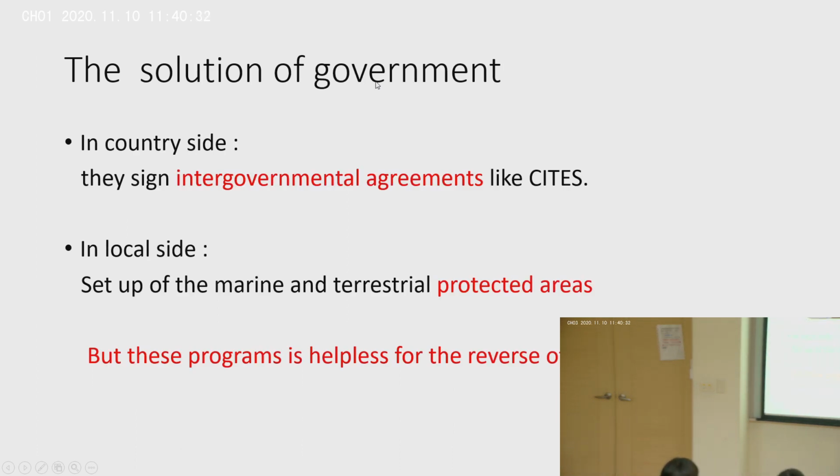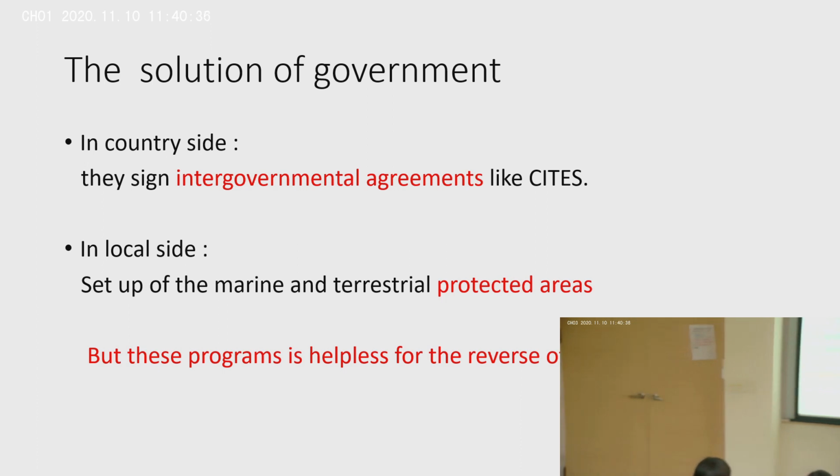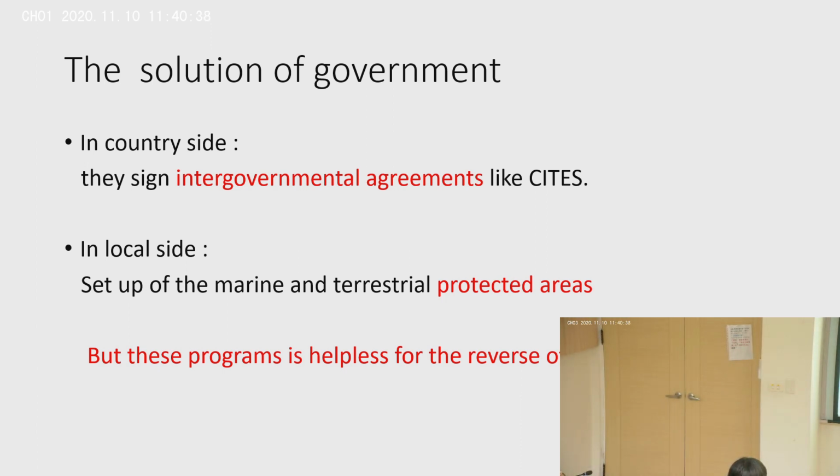The solution of government. At the country level, they sign intergovernmental agreements like CITES. At the local level, they set up marine and terrestrial protected areas. But these programs are helpless at reversing the decline of migratory species.